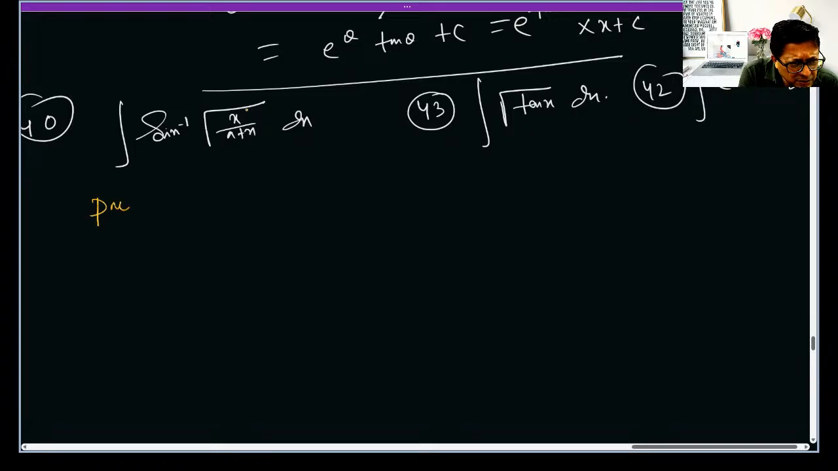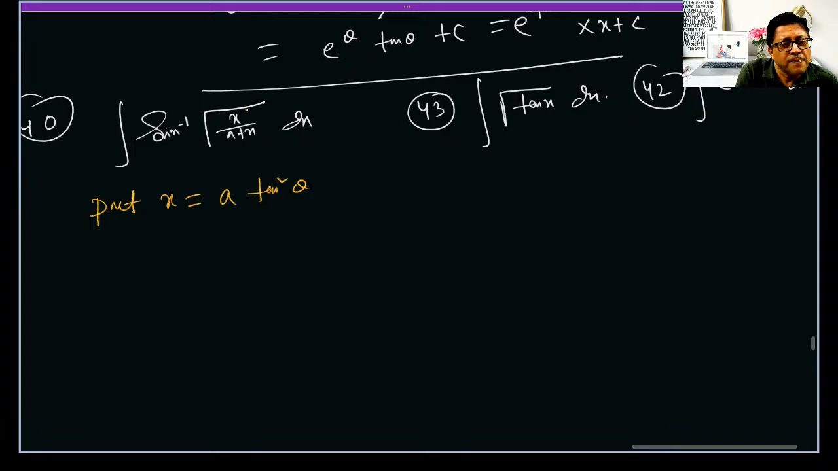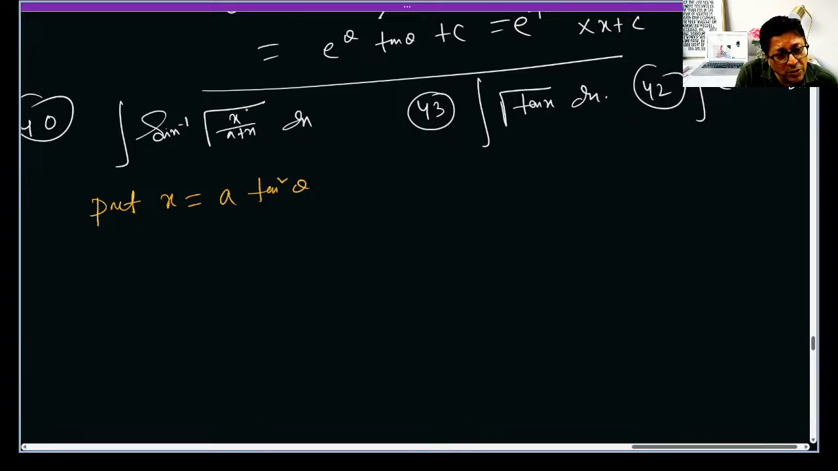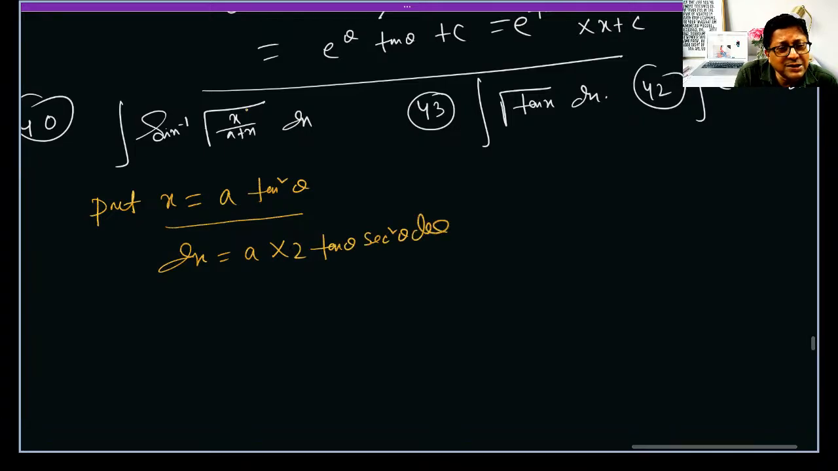Put x equal to a tan square theta. You must be very fast putting all these. Normally in my experience, students get faster than me by the end of the session, gradually. This is true for all teachers and all students. So put x equal to a tan square theta, then dx will be what? 2 tan theta sec square theta d theta.